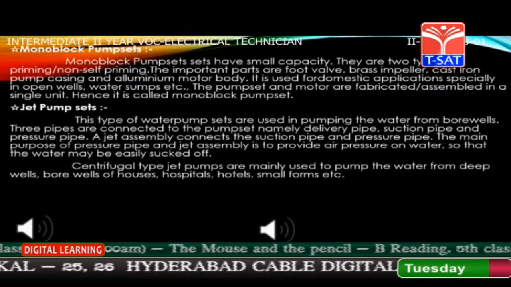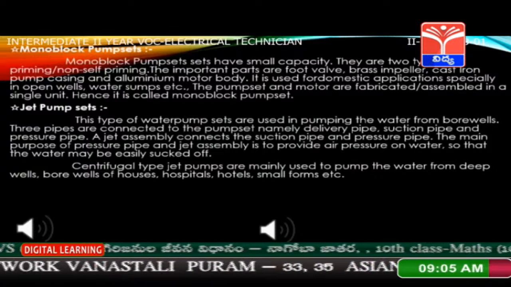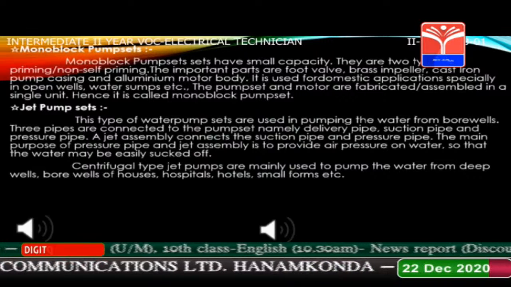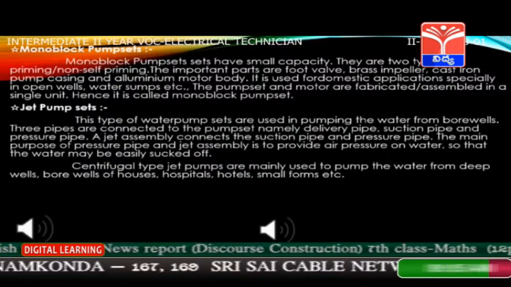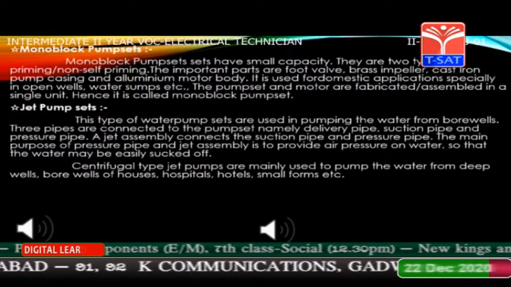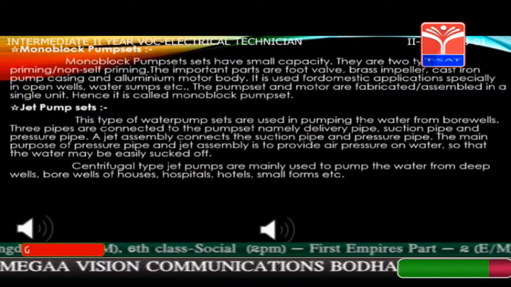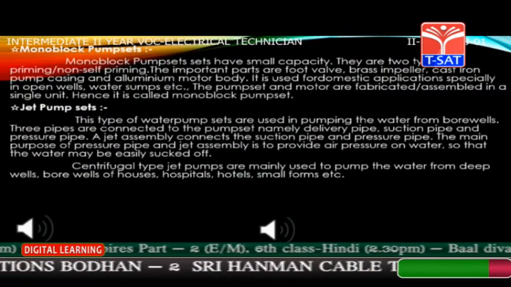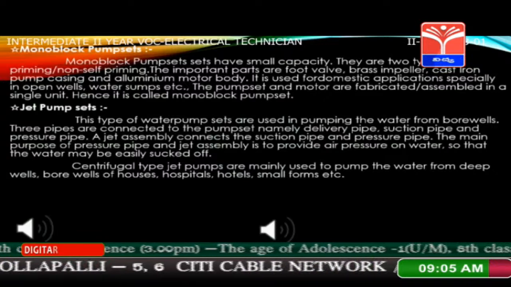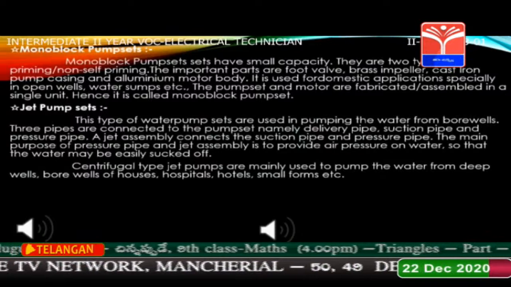Jet pump sets. This type of water pump set is used in pumping water from bore wells. Three pipes are connected to the pump set, namely delivery pipe, suction pipe, and pressure pipe. A jet assembly connects the suction pipe and pressure pipe. The main purpose of the pressure pipe and jet assembly is to provide air pressure on water so that the water may be easily sucked up. Centrifugal type jet pumps are mainly used to pump water from deep wells and bore wells of houses, hospitals, hotels, small farms, etc.